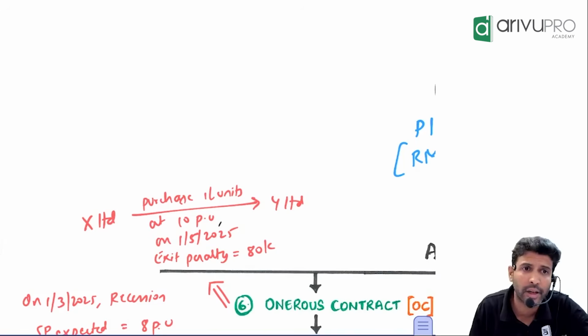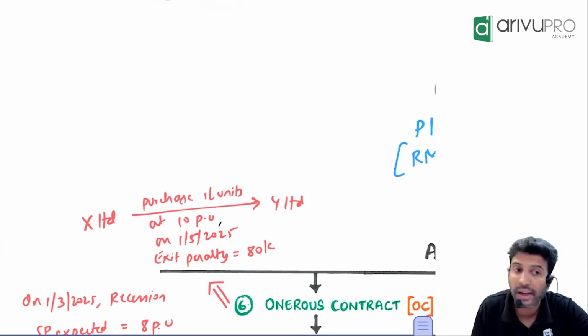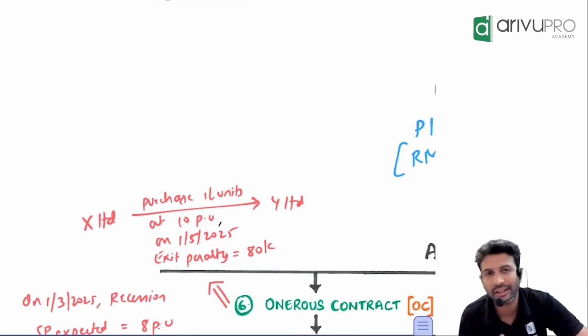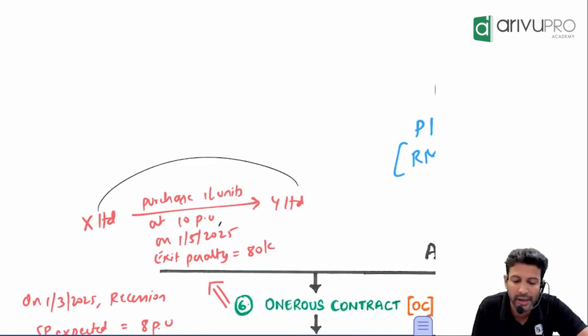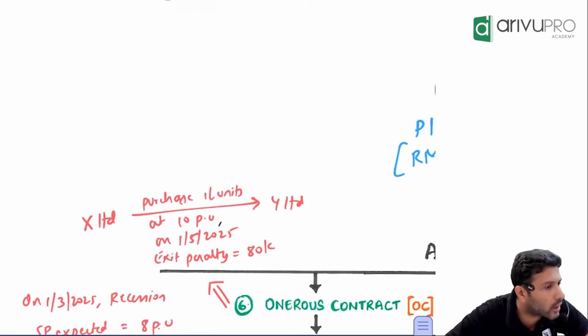But when will we buy? Today or 2 months later? 2 months later. At what price? 10 rupees per unit. And X and Y have agreed that if X cancels the contract, you have to pay a penalty of 80,000. If you exit the contract, X has to pay how much penalty to Y? 80,000. This is what is mentioned in the contract.